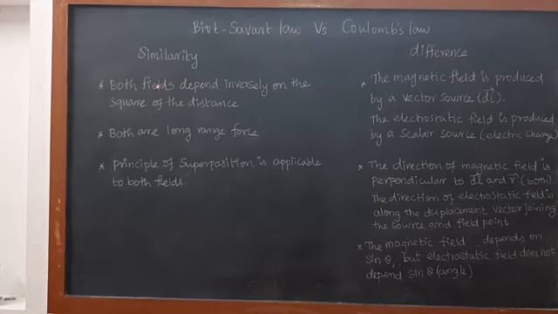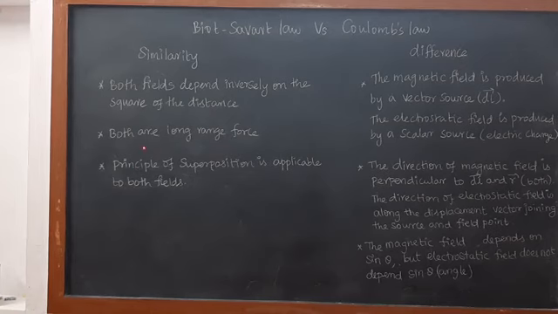Both fields, both magnetic fields and electrostatic fields, depend inversely on the square of the distance. Even if you look at Coulomb's law, that F is inversely proportional to 1 by r square, right? And similarly, the magnetic field dB also is inversely proportional to 1 by r square, right? And both are long range force. Yes, of course, magnetic field as well as electrostatic field are long range force.